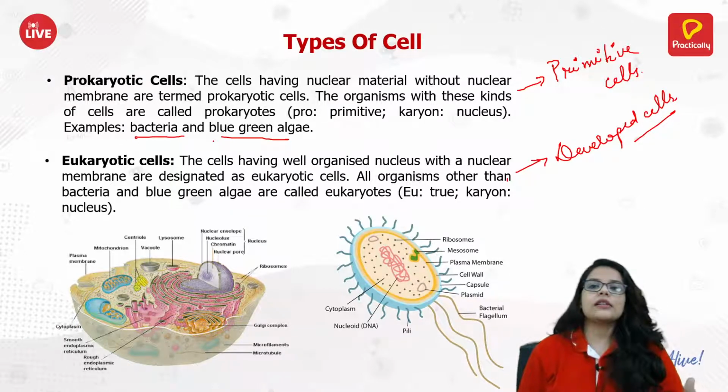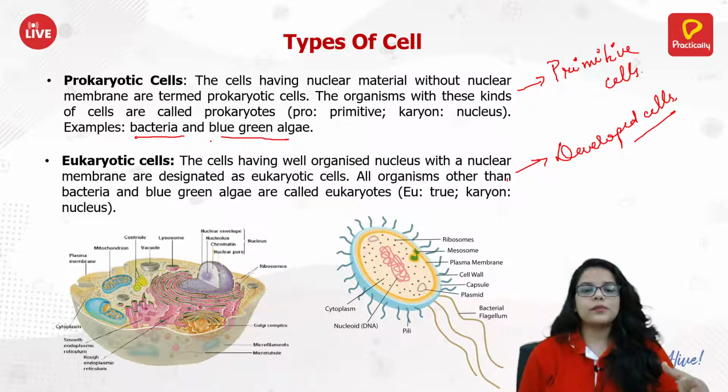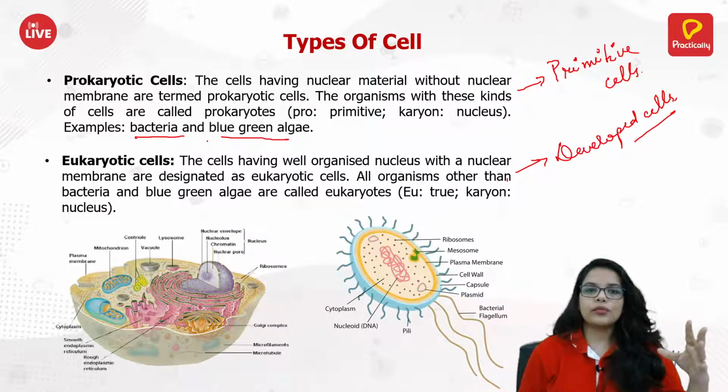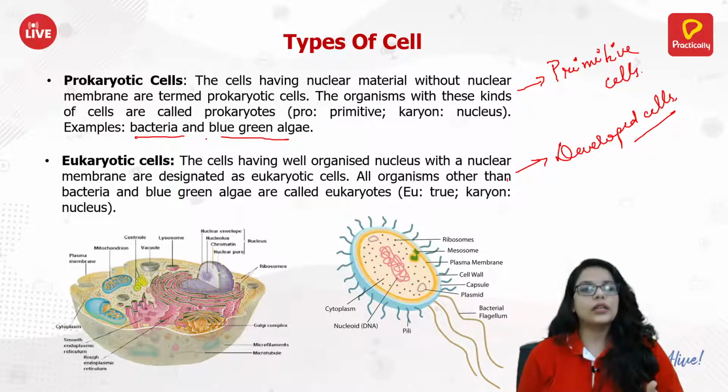Now, eukaryotic cells are the more developed ones. They have proper shape. They have proper organelles. They have a true nucleus. Whenever you say eukaryotic cell, it means they have a true nucleus. Prokaryotic cells do not have a nucleus, they have a nucleoid, whereas eukaryotic cells have a true nucleus. That is why they are called eukaryotic cells.